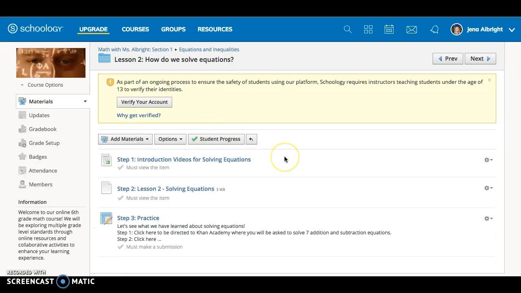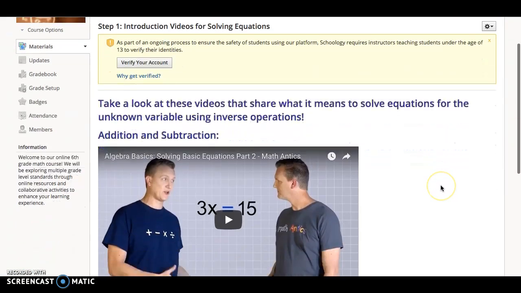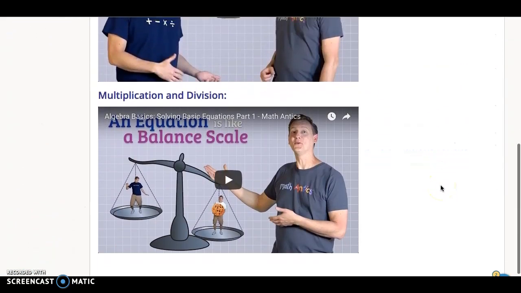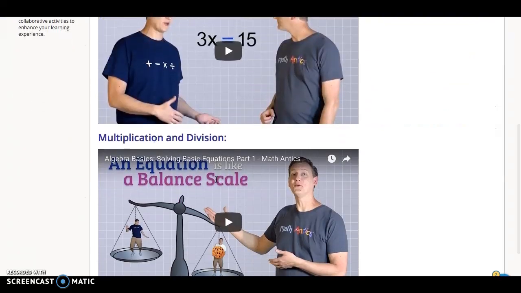How do we solve equations? That would be the next step in our normal unit, so I definitely wanted to incorporate that in here. These are still sequential, they have to do them in order, and it looks exactly the same as the first unit to provide consistency for the students. Introduction videos: Math Antics is a great website for conceptualizing math. That's why I incorporated both of those. We have one for addition and subtraction for solving equations, and one for multiplication and addition.